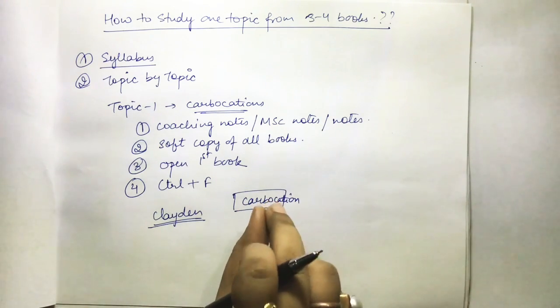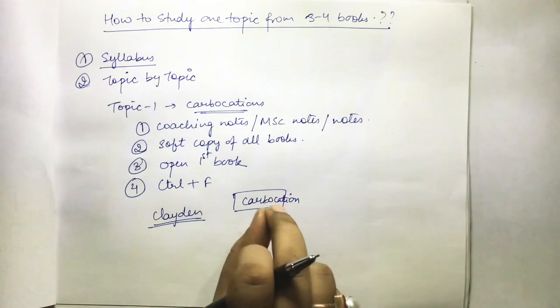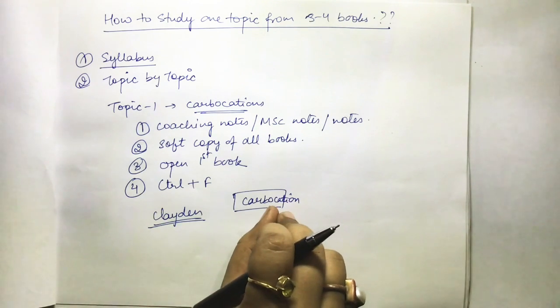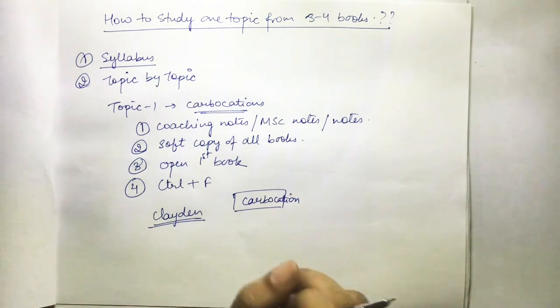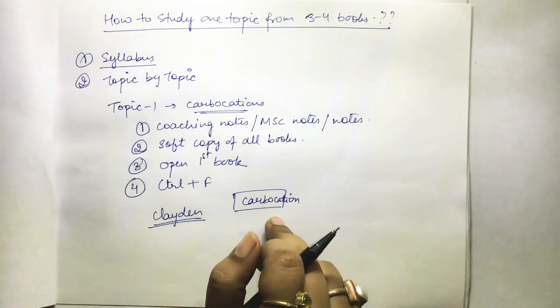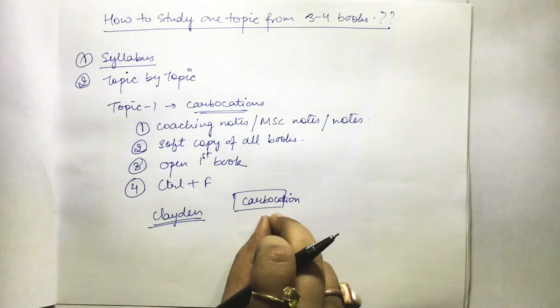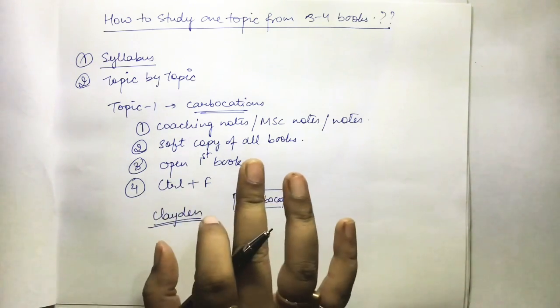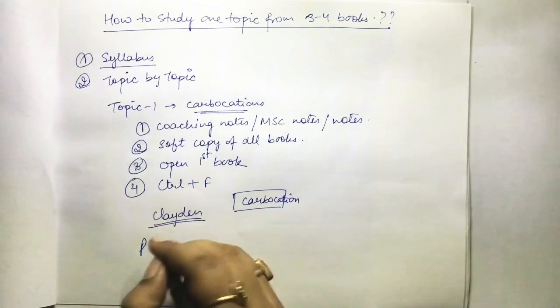So like this you can prepare carbocation from the whole Clayden book within few hours instead of taking a few days. So what you need to do is, again I'm repeating, you need to just select the topic and then go topic by topic. Study the same topic from all the sources whatever you have, be it the books, be it your notes, and prepare.